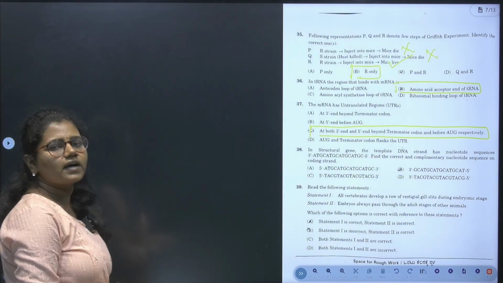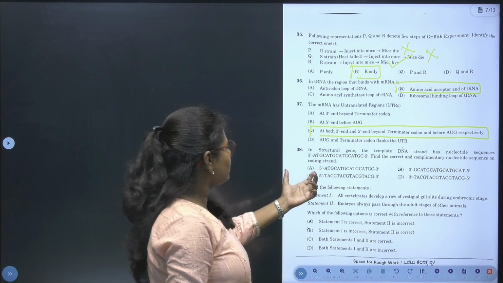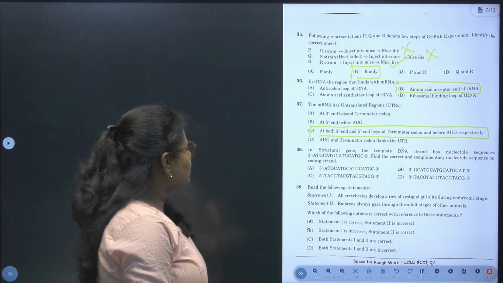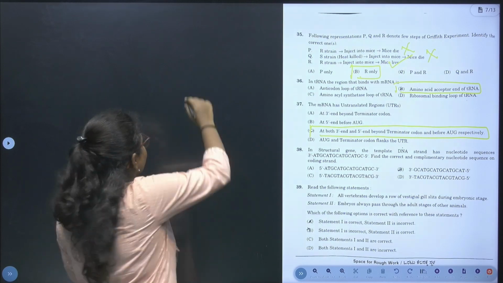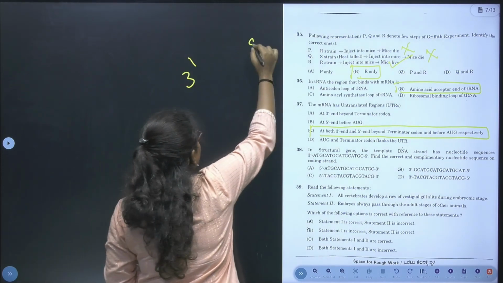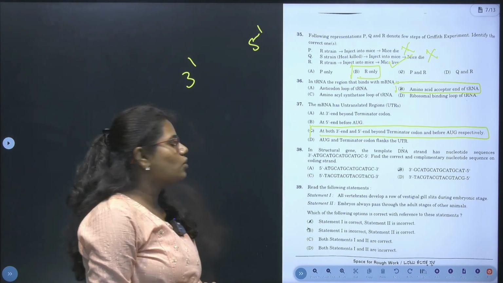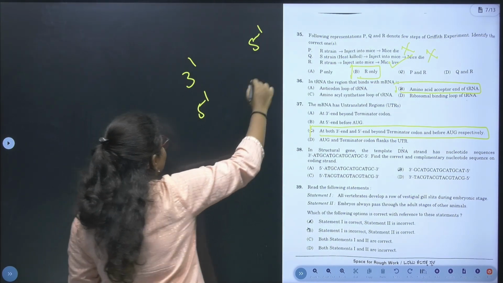C is the correct answer here. Next question, question number 38. They have given a nucleotide sequence, that is a structural gene. The template DNA strand has nucleotide sequences, that is they have given from 3' to 5'. Find the correct and complementary nucleotide sequence on coding strand. So we have to write the nucleotide coding strand from 5' to 3'.